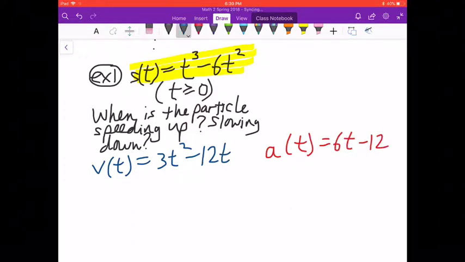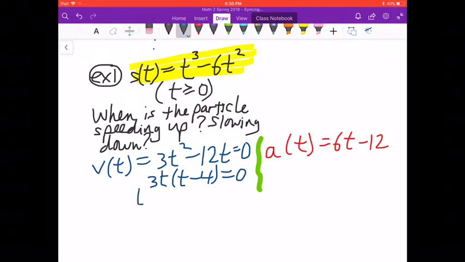All right, so now for velocity, we'd like to find out when that is equal to 0. And we'll just draw a little separator line right here. And that's equal to 0 when 3t times (t minus 4) is equal to 0, doing a little bit of factoring. And that means when t is equal to 0 and t is equal to 4. So v equals 0 when that is happening.